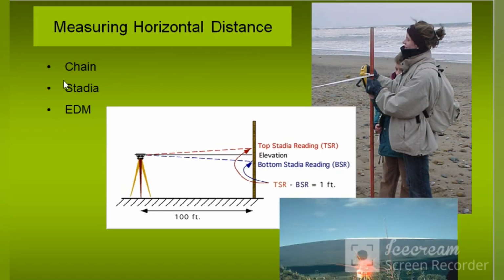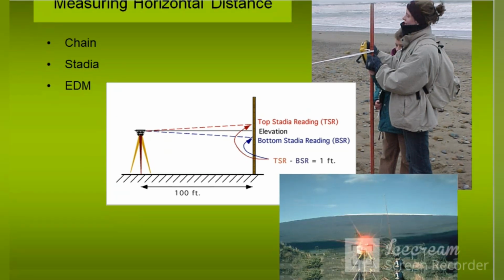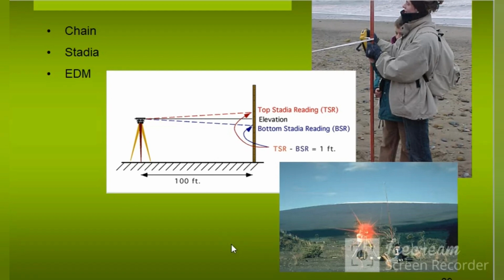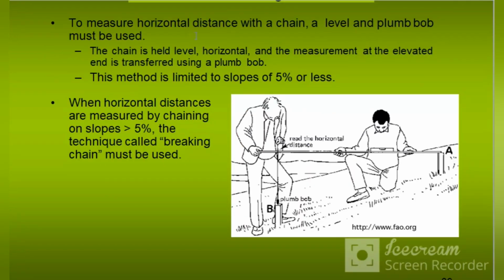Measuring horizontal distance: chain, stadia and EDM. To measure horizontal distance with a chain, a level and plumb bob must be used. The chain is held level, horizontal, and the measurement at the elevated end is transferred using a plumb bob. This method is limited to slopes of 5% or less. When horizontal distances are measured by chaining on a slope greater than 5%, the technique called breaking chain must be used.